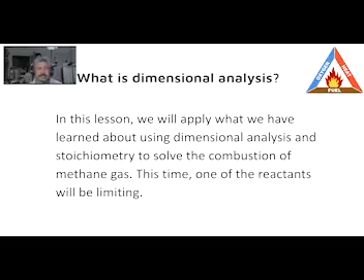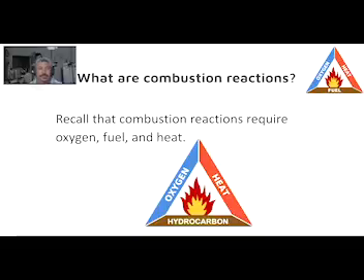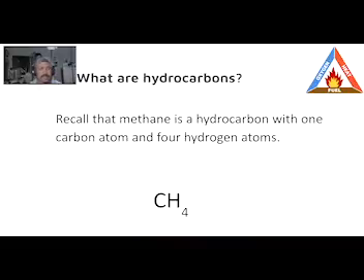In this lesson, we're going to apply what we've learned about using dimensional analysis and stoichiometry to solve the combustion of methane gas. This time, one of the reactants will be limiting. Recall that combustion reactions require 3 things: oxygen, fuel, and heat. In this case, our fuel is going to be a hydrocarbon, the hydrocarbon methane. And remember that methane is a hydrocarbon that contains 1 carbon atom and 4 hydrogen atoms.